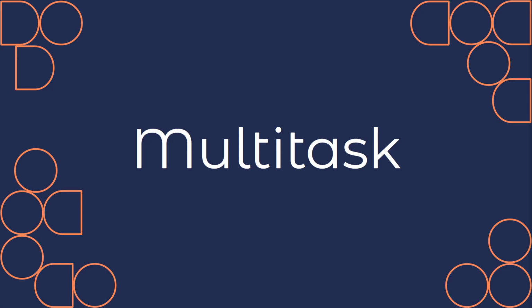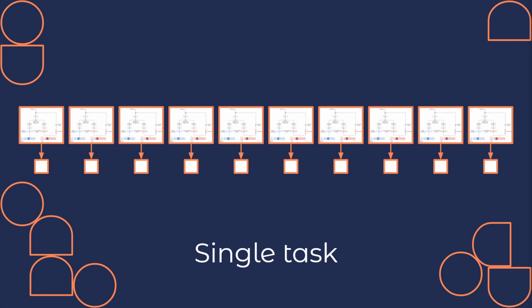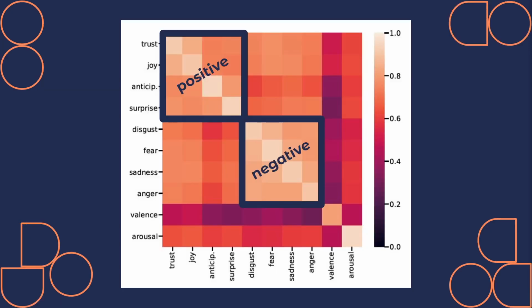However, the second problem is the problem of multiple possible answers and how to predict them in the most efficient and effective way. At first, we tried the single task approach. That means that we trained a separate model for each of the dimensions in the dataset. However, we checked that positive emotions correlate with each other, and also the correlation between negative emotions is significant.